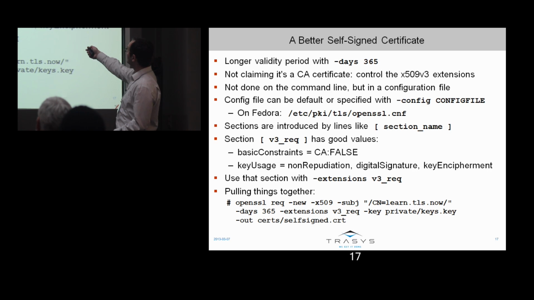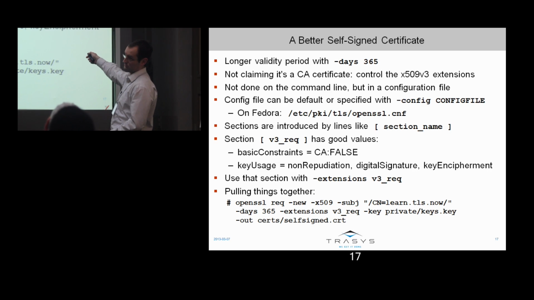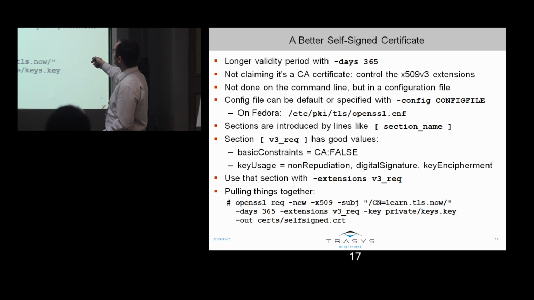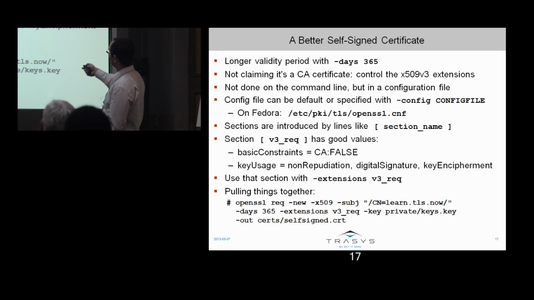So I'm going to add the number of days for a year, most of the years. I'm going to change the configuration file here, this one. I'm going to change this file so that the certificate doesn't think it's a CA. I cannot do that on the command line. I'm going to have to change it in the config file.